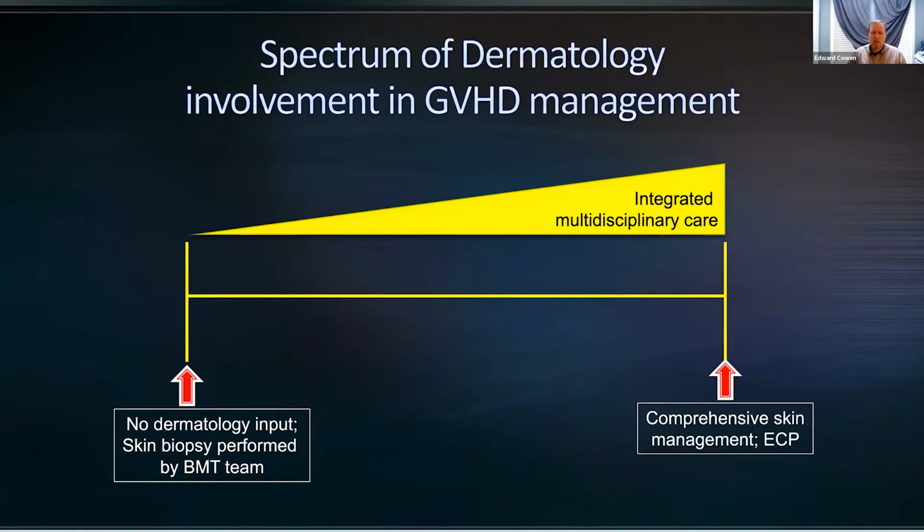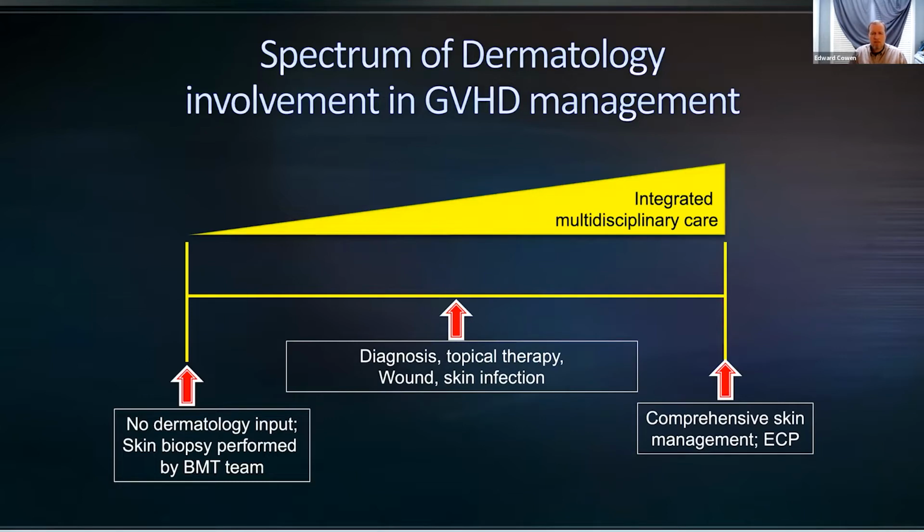The other extreme would be where we've got dermatologists that are actually responsible for the extracorporeal photophoresis units at the transplant center and are fully integrated into multidisciplinary management. And so obviously the NIH is at one end of the spectrum, but most places are somewhere in between.